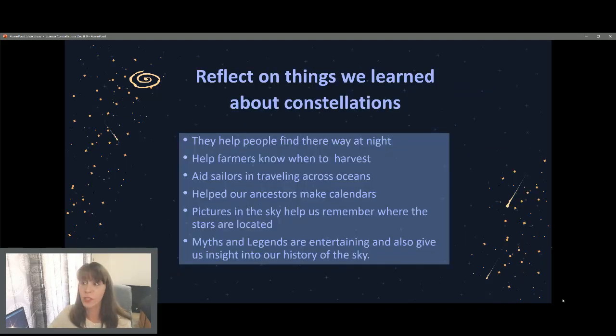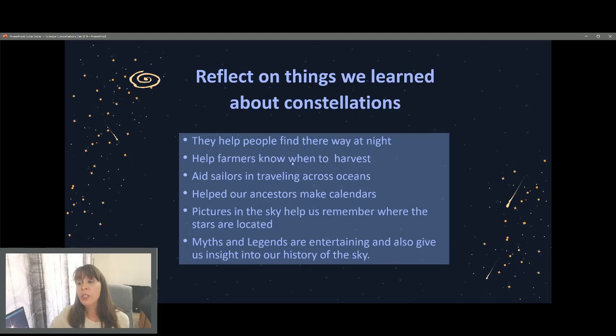The sky's filled with stories, isn't it, guys? It is so filled with stories. So let's reflect on what we've learned today about constellations. Well, constellations help people find their way at night. If you got lost, you could look, and if you knew which way was north, you could look for Polaris, and you could go straight north and find your way home.